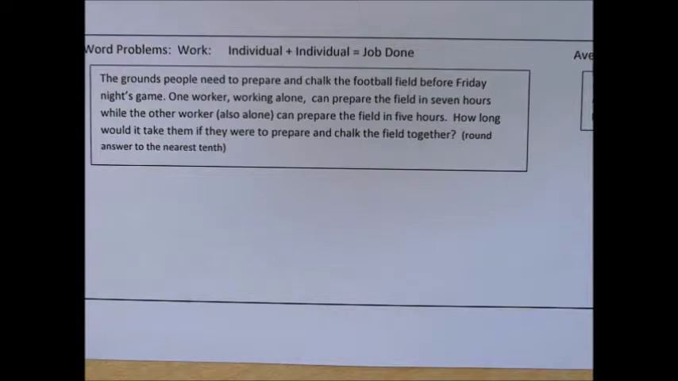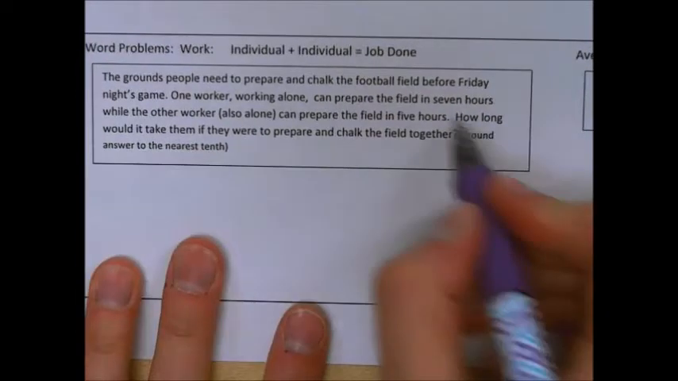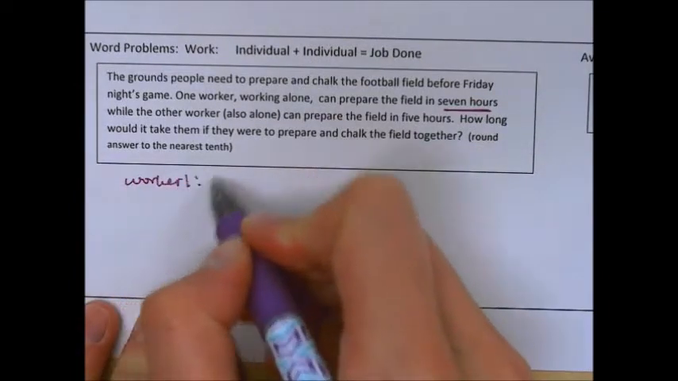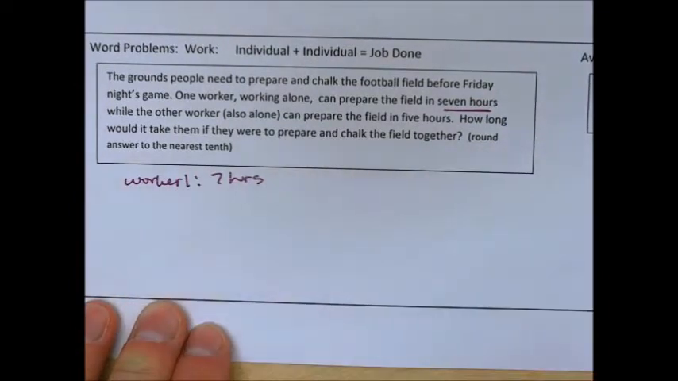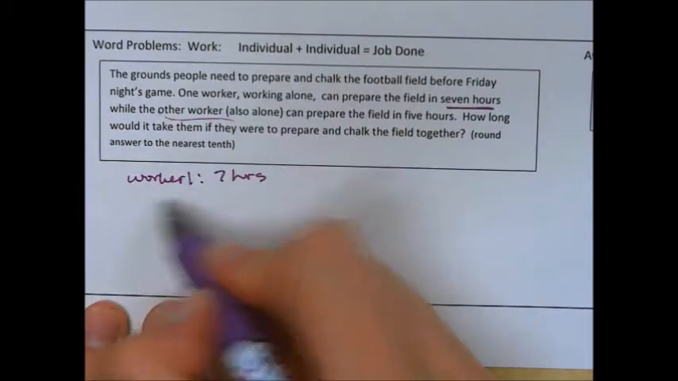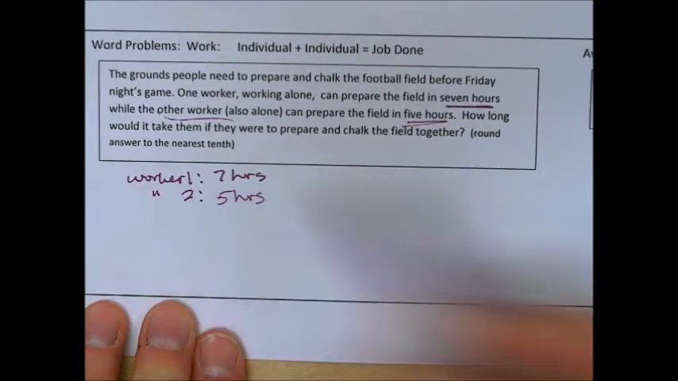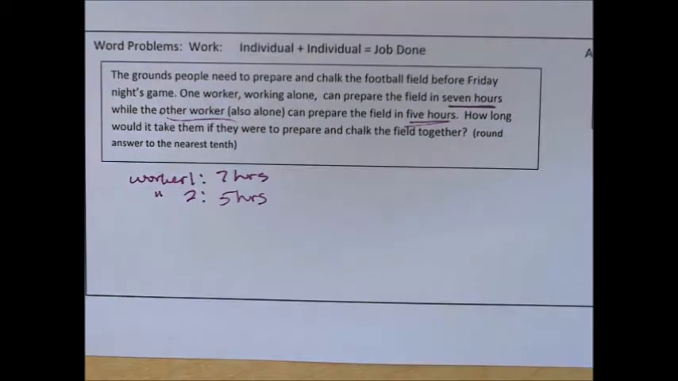All right, now we're going to go ahead and work on the word problems. The grounds people need to prepare and chalk the football field before Friday night's game. One worker working alone can prepare the field in 7 hours. So we're going to say worker 1, 7 hours. Well, the other worker, worker 2, in 5 hours. How long will it take them if they were to prepare and chalk the field together?